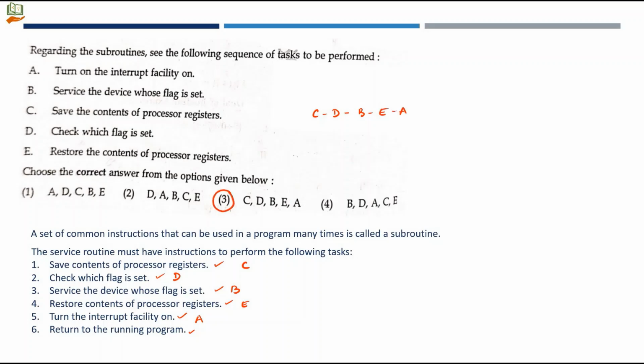Where is this topic available in the book? In Programming the Basic Computer, you have a major topic called Input-Output Programming. Under that, there is a subtopic called Program Interrupt. Under that content only, you can find these 6 tasks in the reference book.